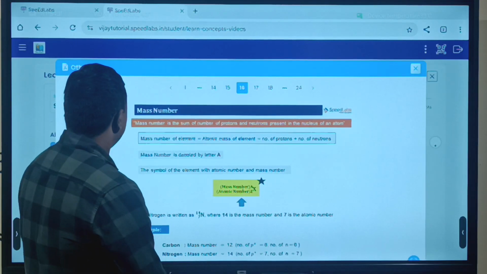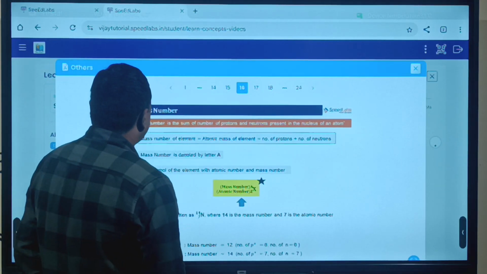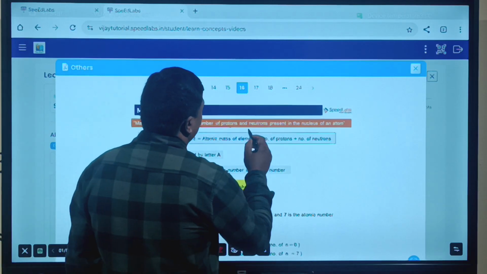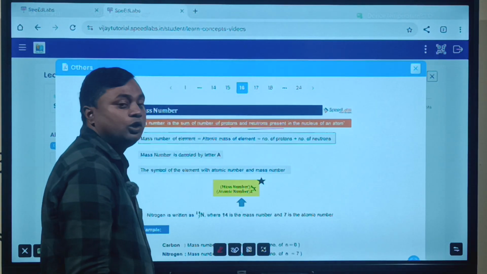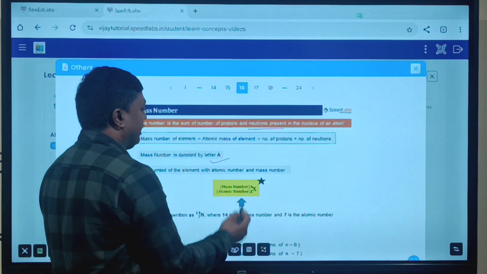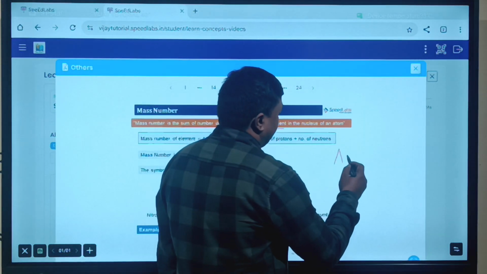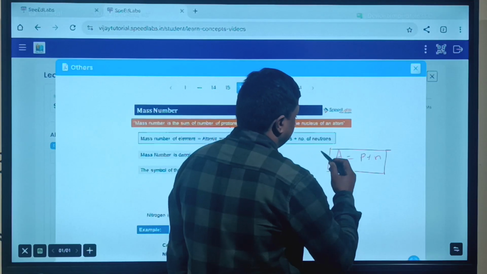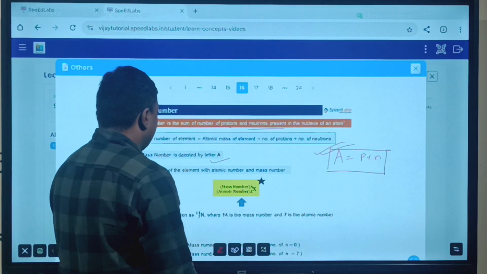Next, mass number. Mass number is defined as the sum of protons and neutrons present in the nucleus of an atom. Generally we represent the mass number as capital A. So we can write capital A, that is the mass number, is equal to the sum of protons and neutrons. Is it clear?